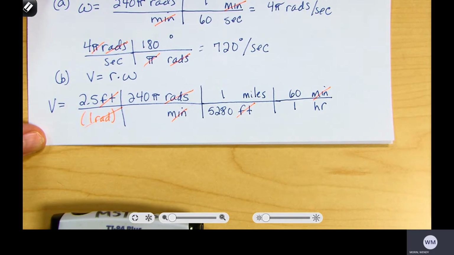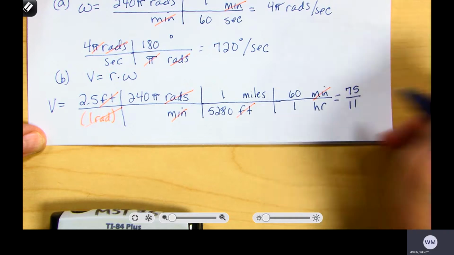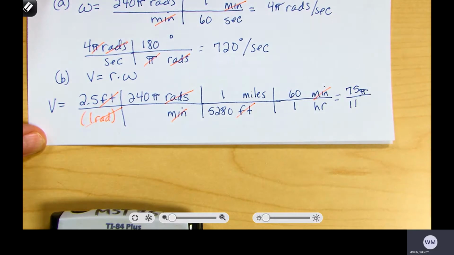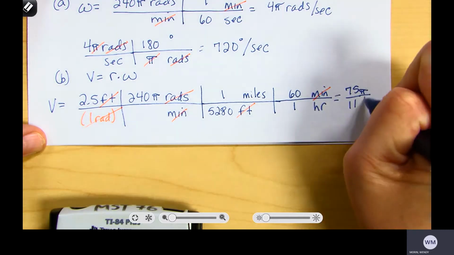So I'm going to do 2.5 times 240 times 60 divided by 5,280. If I change that to a fraction, I get 75 over 11 pi, because I didn't include my pi in there. I left my answer in the form of pi. I'm going to check that again. 2.5 times 240 times 60 divided by 5,280 gives me approximately 6.814. As a fraction, that is 75 over 11 pi. And that would be miles per hour.